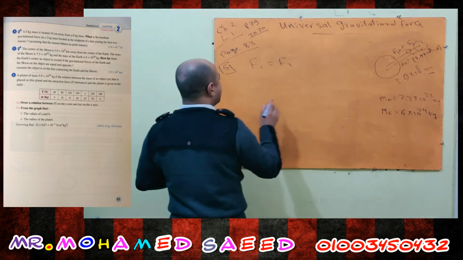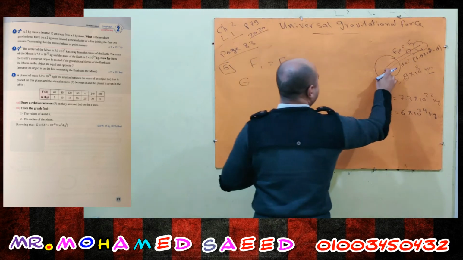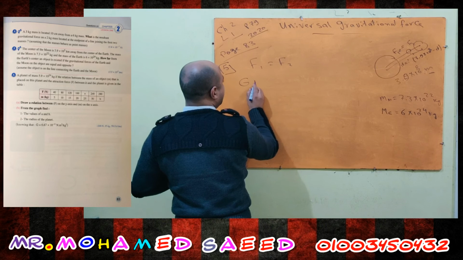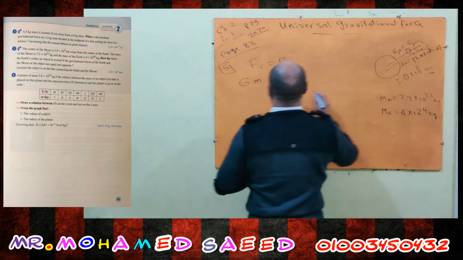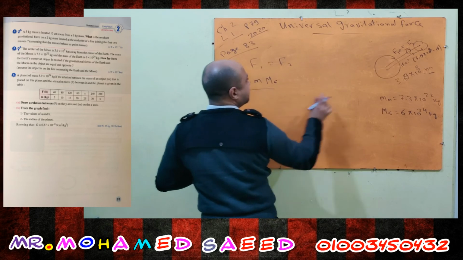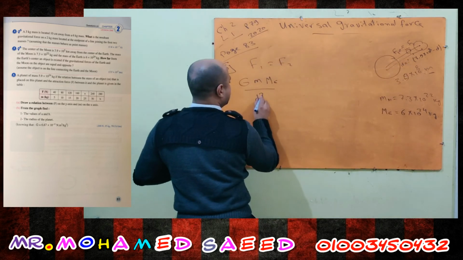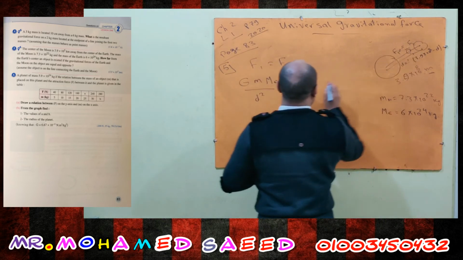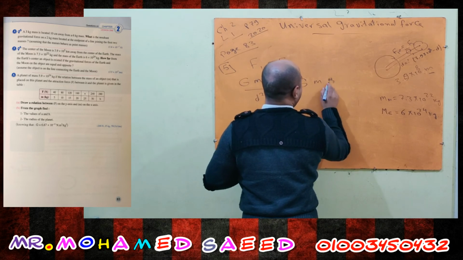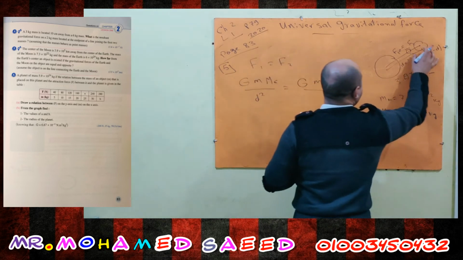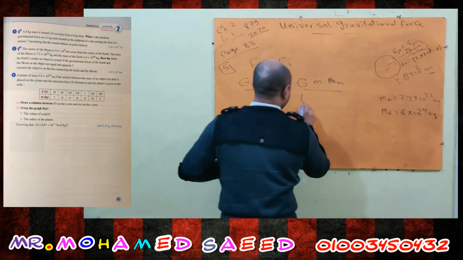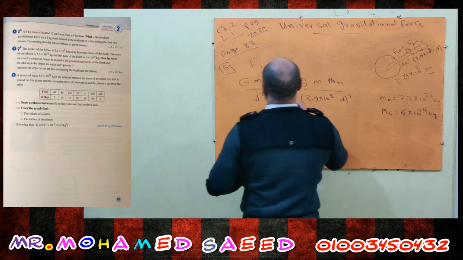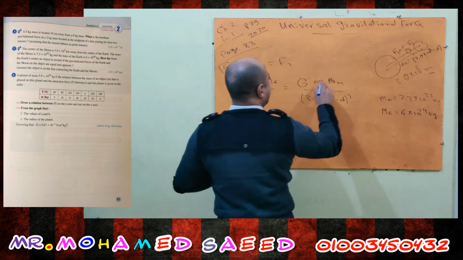F1 equals G capital times M Earth times M body over this distance, D square, equals G capital times M moon times M body over this distance, 3.9 times 10 to the power 8 minus D, all to the power 2. G cancels with G. M of the body cancels with M of the body.